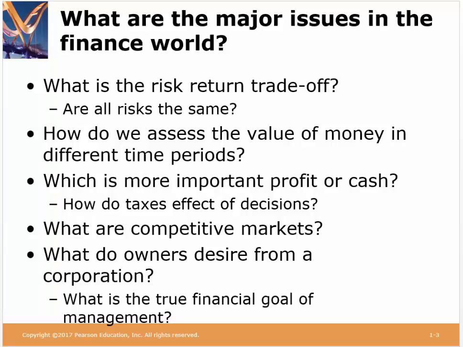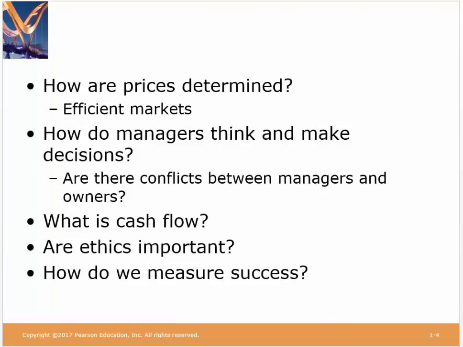What do owners really want from a corporation? And with respect to this, the question really is, what is the true financial goal of management? What are they supposed to do for the owners of a corporation? How are prices determined? We have a concept called efficient markets. These efficient markets provide guidance on how prices are affected by the information provided by companies. How do managers think and make decisions? Are there conflicts between managers and owners?